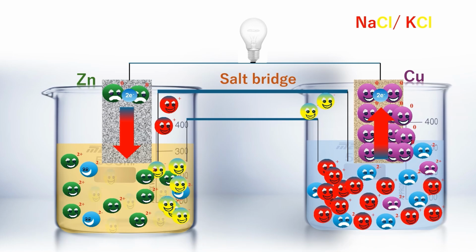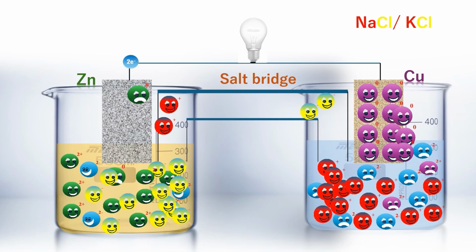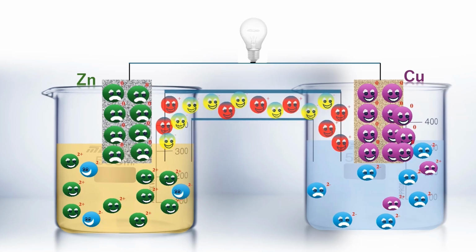Until electrical neutrality is achieved, the cell starts working again, until all the zinc atoms get converted into Zn2+ ions. I hope you enjoyed this video and got a clear understanding of what a Daniell cell is and how it works.